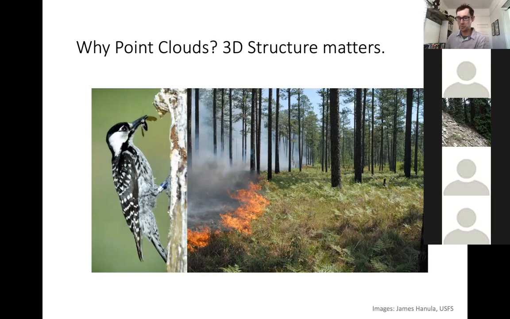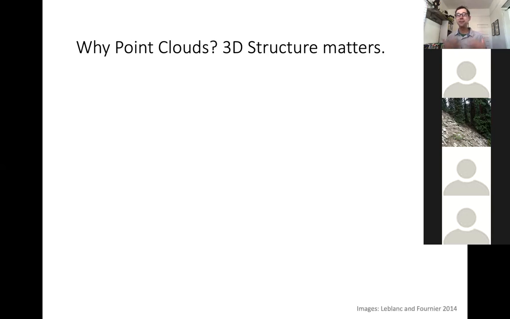for woodpeckers. But even if you're not a big fan of charismatic wildlife, 3D structure matters for ecosystems for other sort of functional reasons as well. And that is that the three-dimensional structure of a forest or other plant community determines how much light it can capture, how much carbon it can fix, how much water it can transpire. And if we want to estimate that accurately, we have to understand something about the three-dimensional structure.